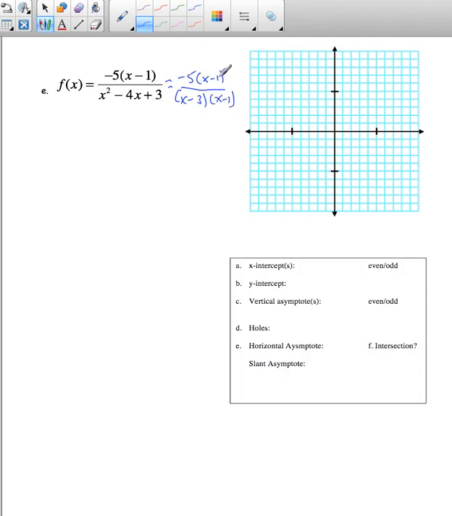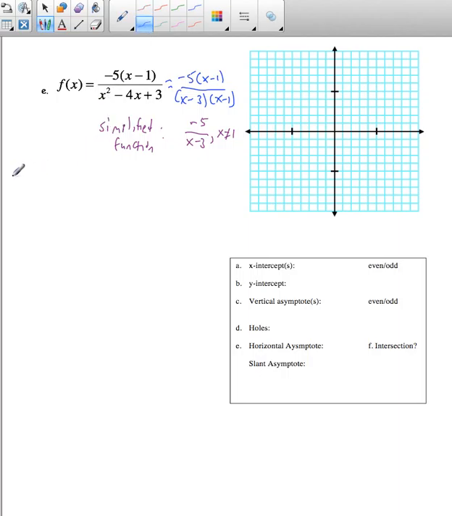I notice that there's a common factor of x minus 1, so I'm going to write the simplified function, which we can use later, as negative 5 over x minus 3, where x is not equal to 1. I'll just do that part of the analysis right now.